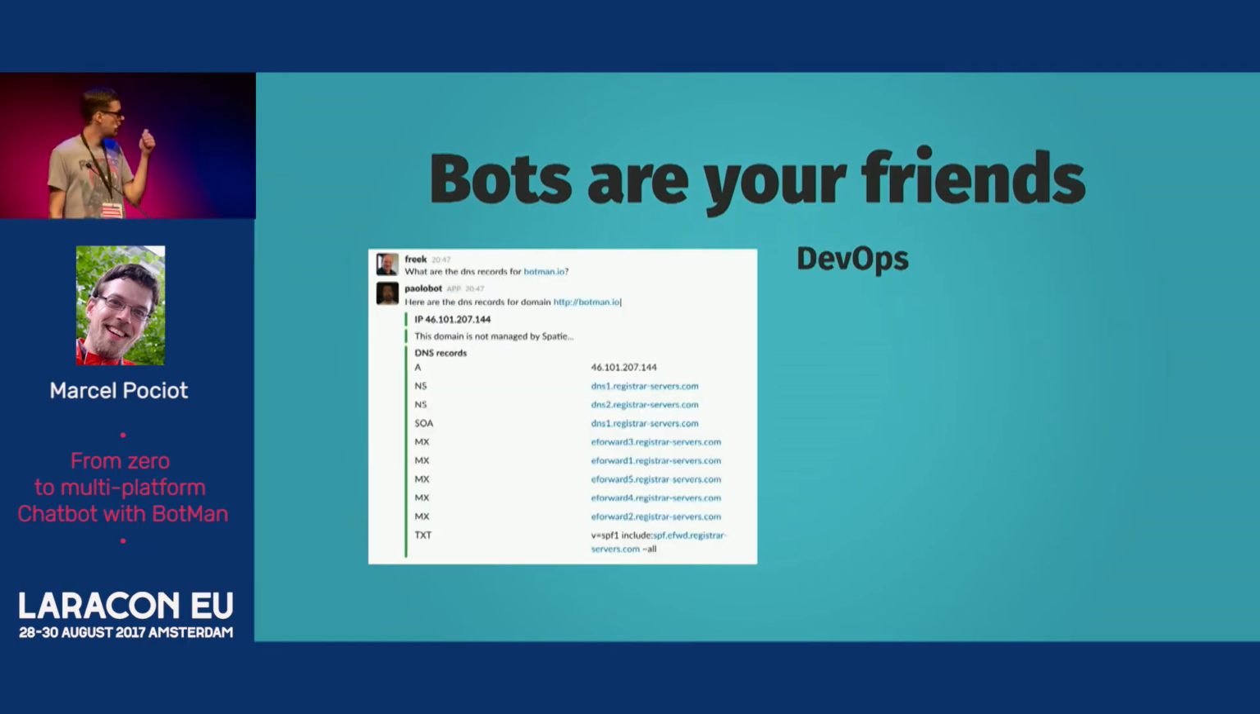You might recognize this guy. He also has a chatbot using BotMan. What it does for him is more DevOps, for the Spatie team. You can tell the chatbot, give me the DNS records for a specific domain, in more natural language. And it looks up the DNS information and prints it out. Once again, it's sharing information with the team while being able to do it in the environment where you are, like in Slack.